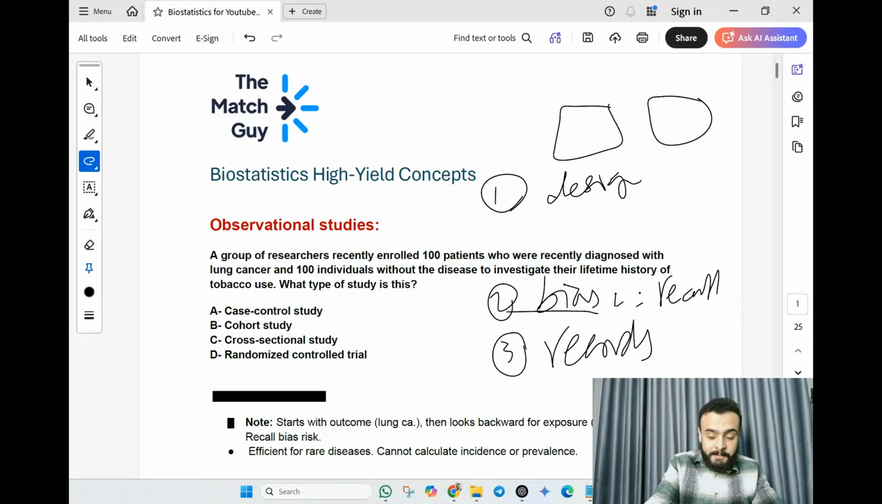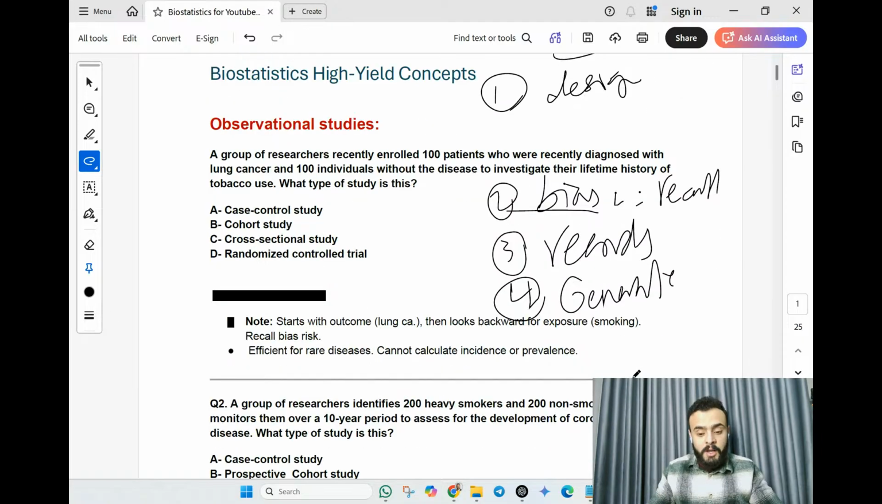Number four, guys, this study can help you generate an idea but not prove an idea. It can help light up an idea in your mind, but not prove that it is correct. That is asked in a Q bank before. Generate idea, not prove idea. Okay. All right. Next point.